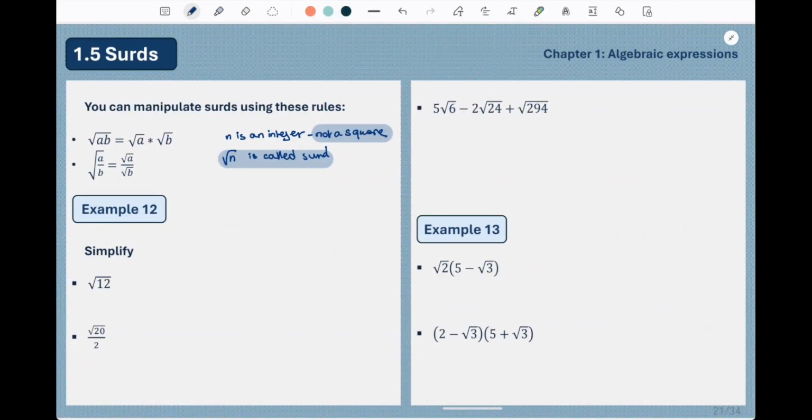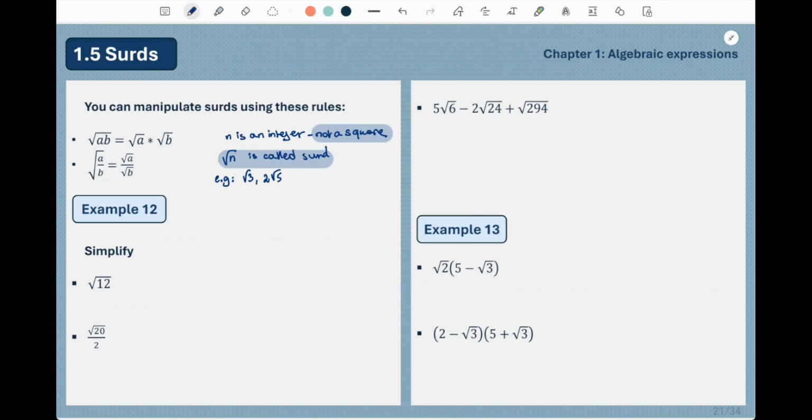So let's first define a surd. When we have n is an integer, where n is not a square, anything that we square root is called a surd. So any multiple of square root of n is called a surd. By a multiple, we say by itself, it could be called a surd, and also, for example, 2 times square root of 5 is also a surd.